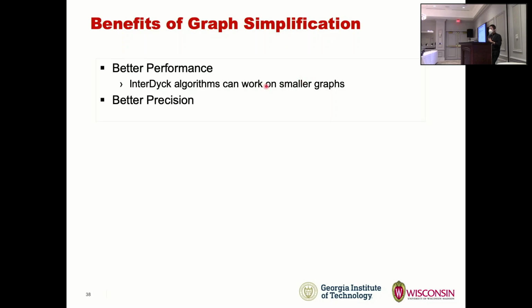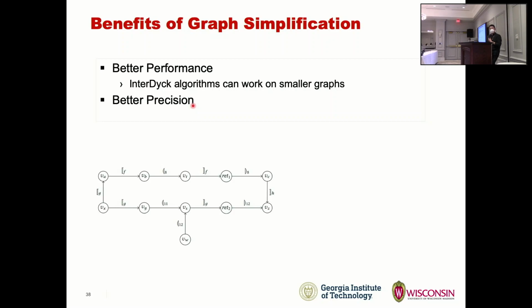The second benefit, which is more interesting, is that by removing some edges in your graph, you can improve the precision of existing approaches. Why? Because we are trying to address an undecidable problem, and whatever we do is over-approximation. Okay, let's take a specific example.